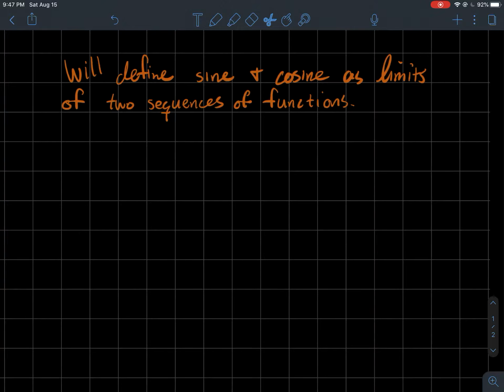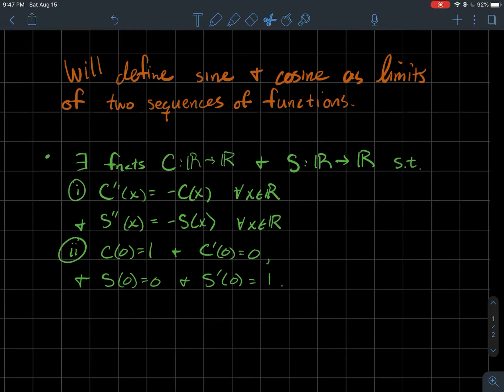This is a video about how to define sine and cosine as the uniform limits of some sequences of functions. So maybe a way around using the unit circle, say, or triangles to talk about sine and cosine. What's kind of a more functional origin for these two functions? So again, we'll define sine and cosine as limits of two sequences of functions. And so here's the result.